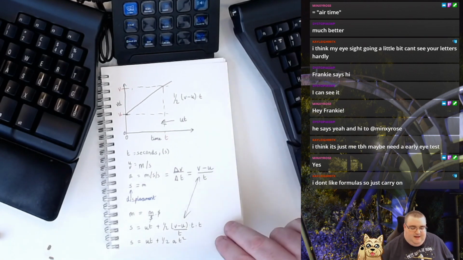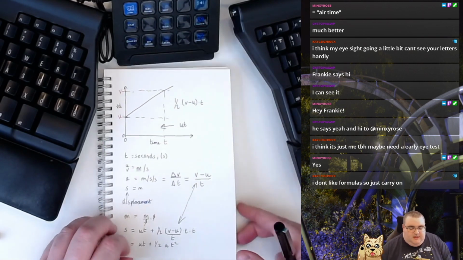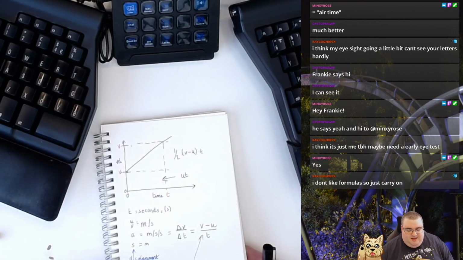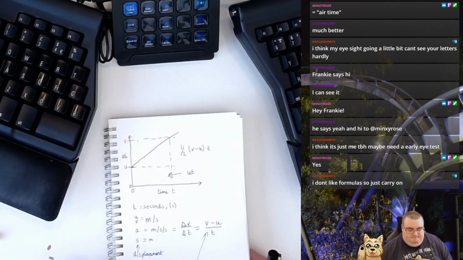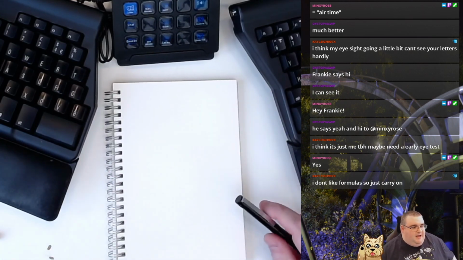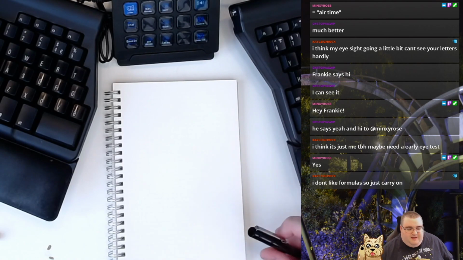So, alright, let's work towards our idea. We are going to want to make a 0G hill. Let's think about what happens. Right now, we're going to forget that friction exists.